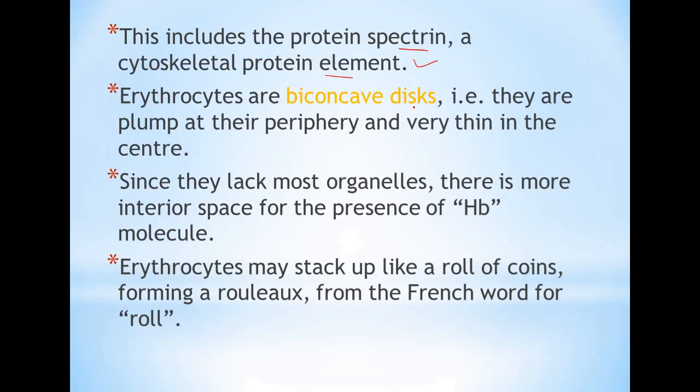Erythrocytes are biconcave discs, that is, they are plump at their periphery and very thin at the center. That means the erythrocyte is fat or plump at its edges but very thin at its center. Since they lack most organelles, there is more interior space for the presence of hemoglobin molecules, as I said.